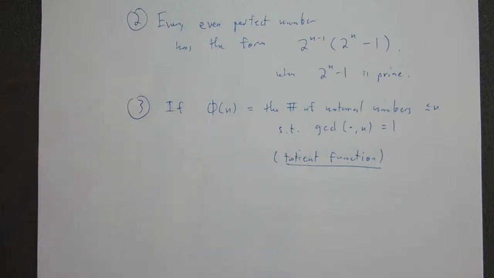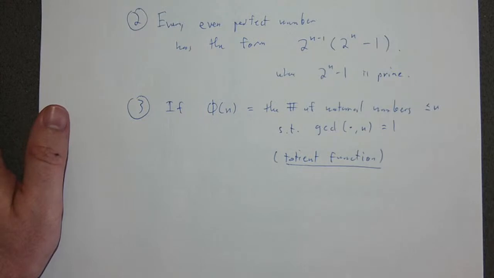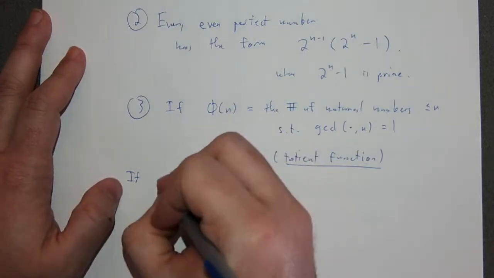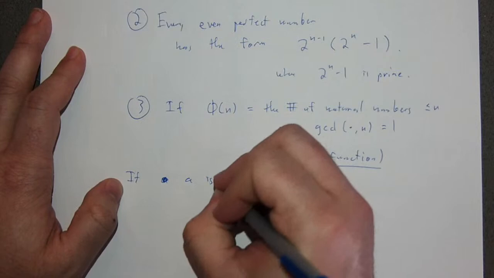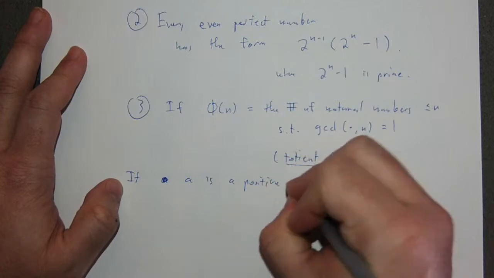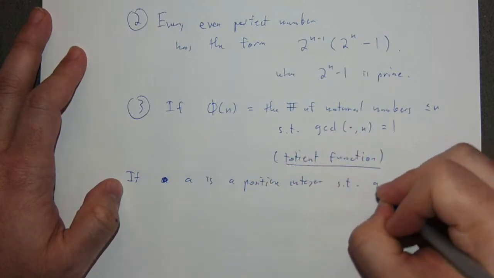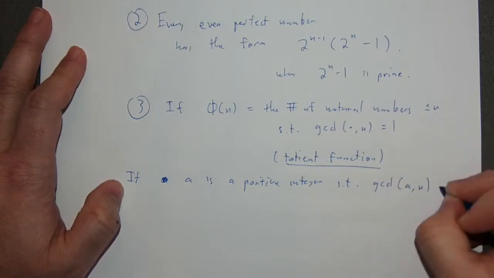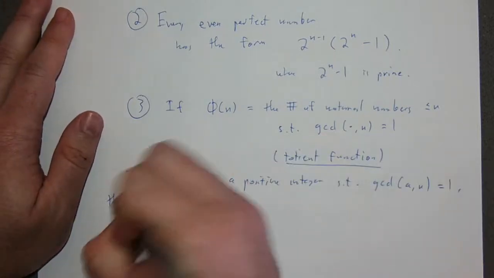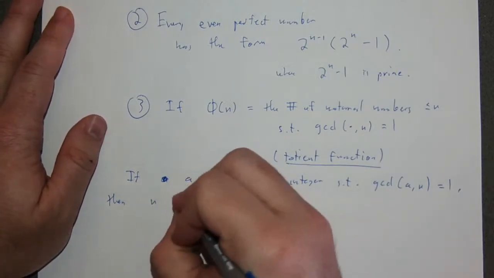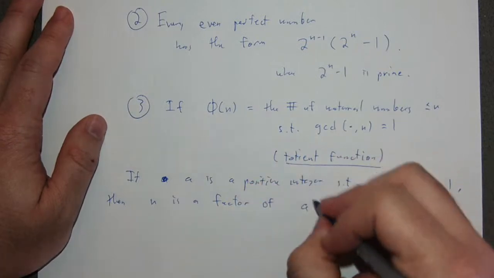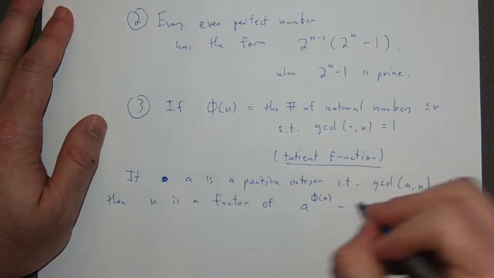But Euler was the first to really work with this in the same way. He showed that if a is a positive integer such that the GCD of a and n is equal to 1, then n is a factor of a to the totient function of n minus 1.